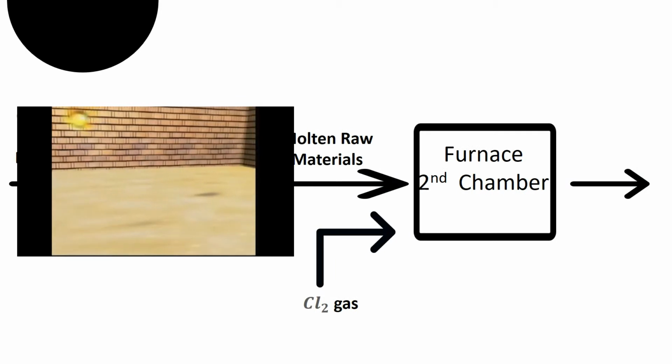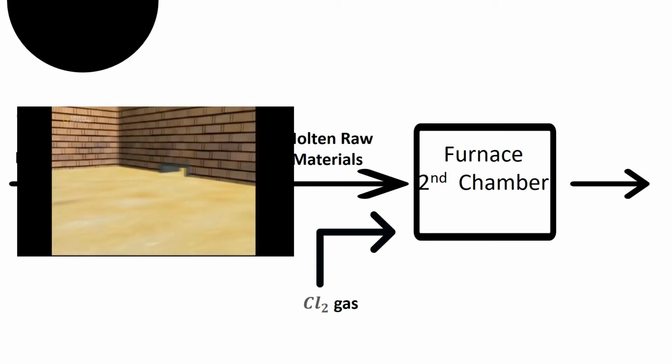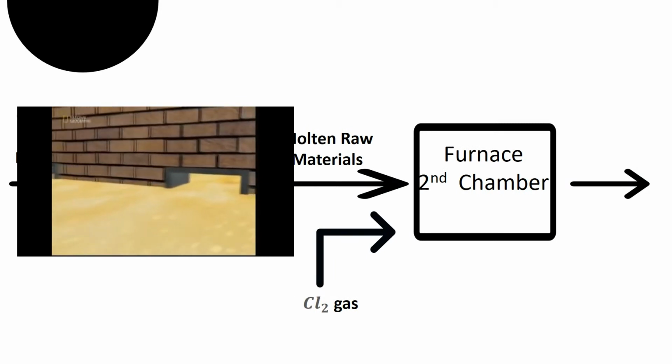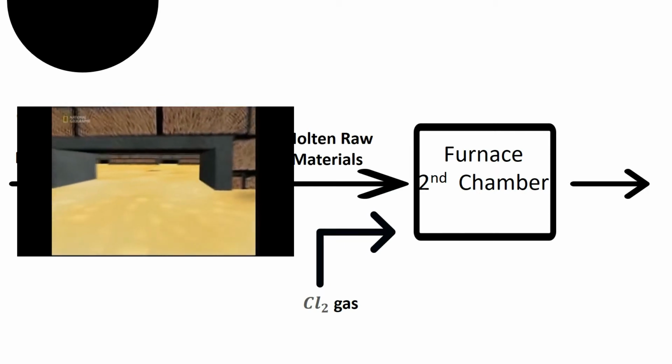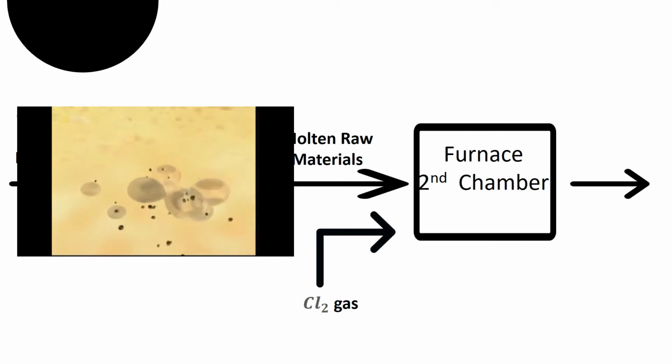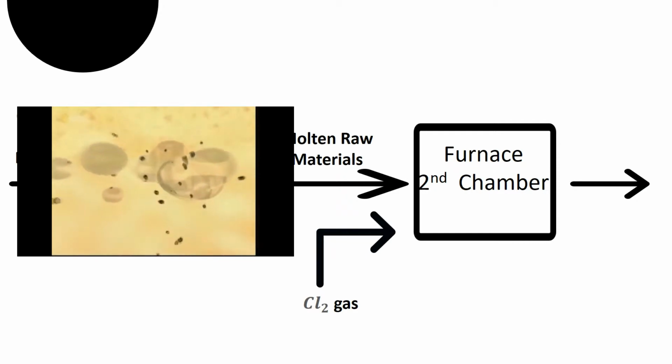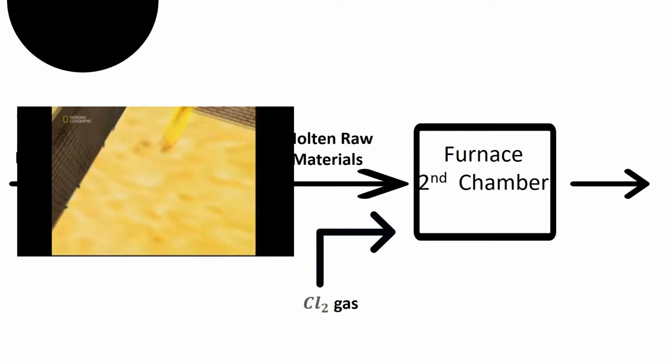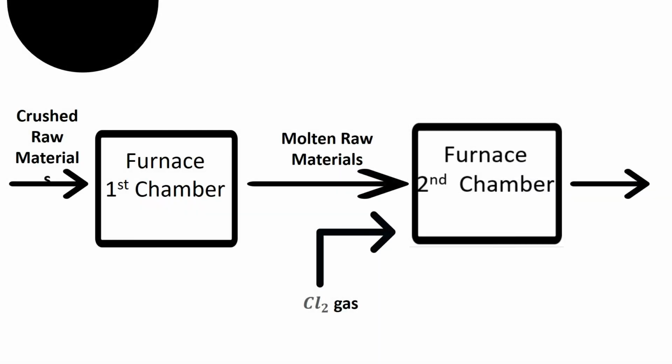Notice that in the second chamber furnace, chlorine gas is pumped through the molten raw materials. Chlorine gas absorbs impurities and carries them to the surface. This makes the surface layer unusable for now, but of course, it is not yet wasted.